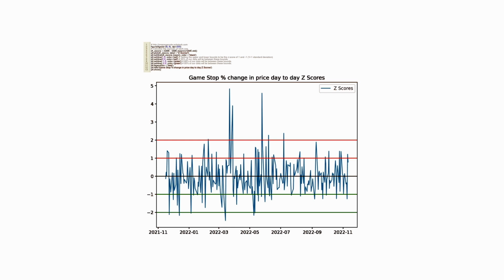The code begins by setting up the size and resolution of the figure that will be displayed. It then calculates the z-scores of GME's price changes by standardizing them using the mean and standard deviation of the data.